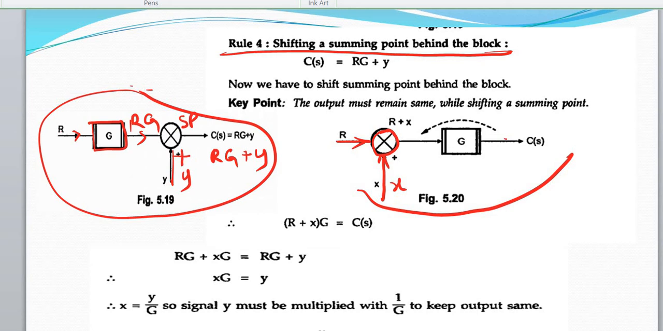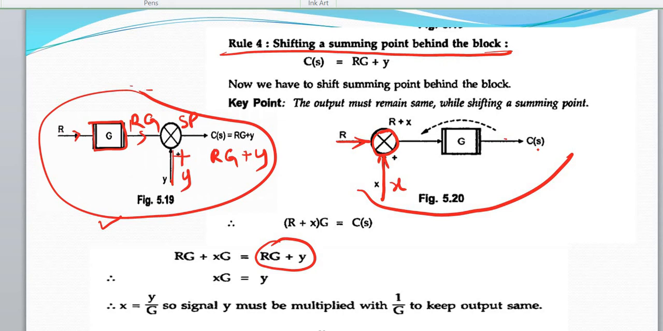Let us say it will not be Y because we have shifted it. So let us say it is X and G is as it is. Now we will see what is the output of this block diagram. Earlier, the output was RG plus Y.